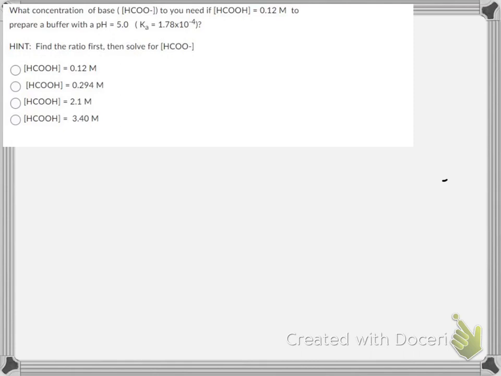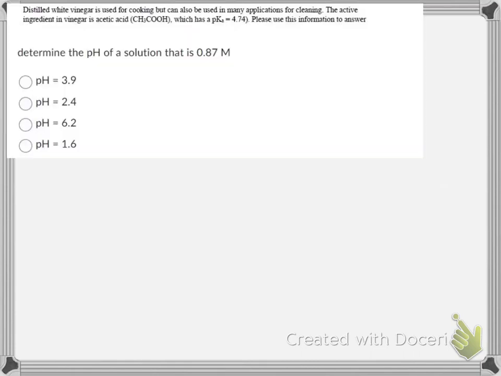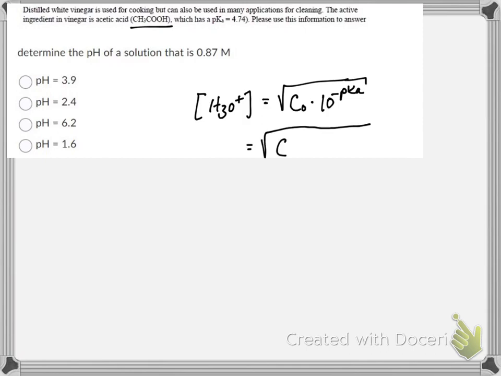Let's see, we did that one. Next one, vinegar is used for cooking. And now what we're saying is we're given, determine the pH of a solution that's 0.87 molar if we're given the pKa. Right, so now we can use the third equation we just introduced, which is the square root of C0 times 10 to the minus pKa gives us the hydronium concentration.